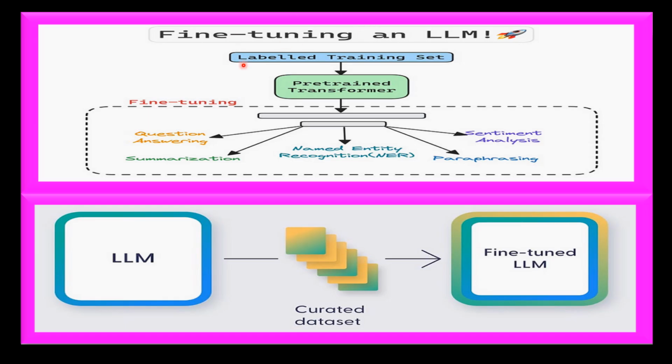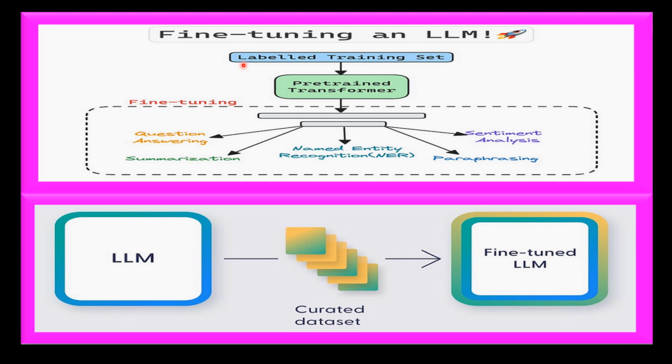Next comes fine-tuning a large language model. Fine-tuning a large language model means adapting a pre-trained model to perform a specific task by training it on a smaller task-specific dataset. Here the idea is to leverage the general understanding of language that the pre-trained model has learned during pre-training and apply it to a specific problem, making the model more accurate and specialized for the task.